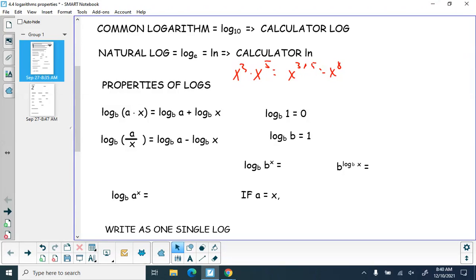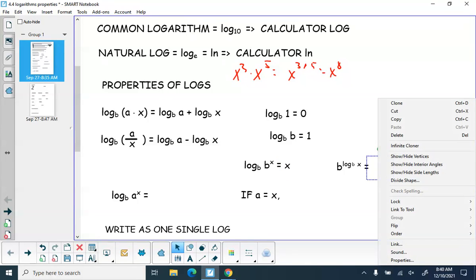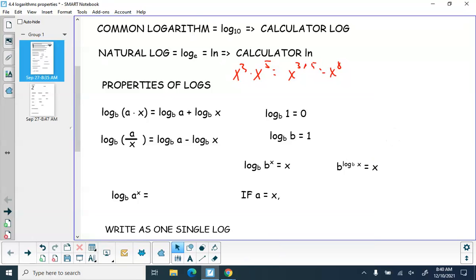Logarithms will also be undoable processes, like how we solve equations. If I have log base b of b to the x power, this will just give me x. Or if I have an exponent and my bases are the same, if I have a base here and a base here that are the same, they will cancel each other out. So if I have a base b and an exponent of log base b of x, they will cancel each other out.